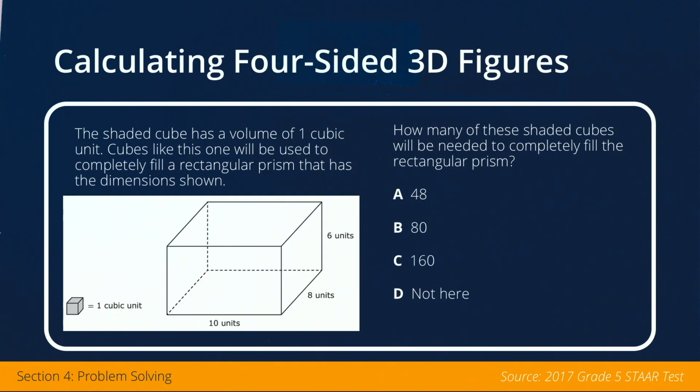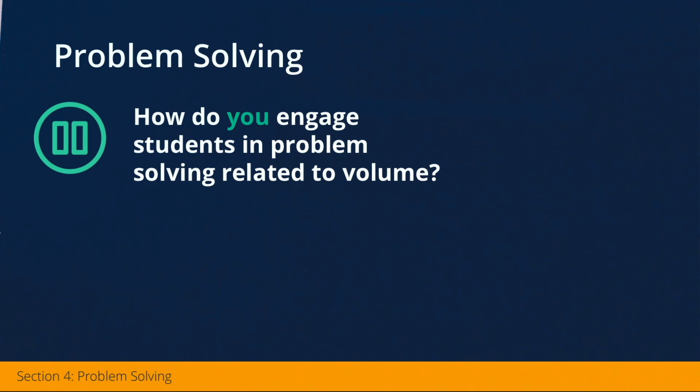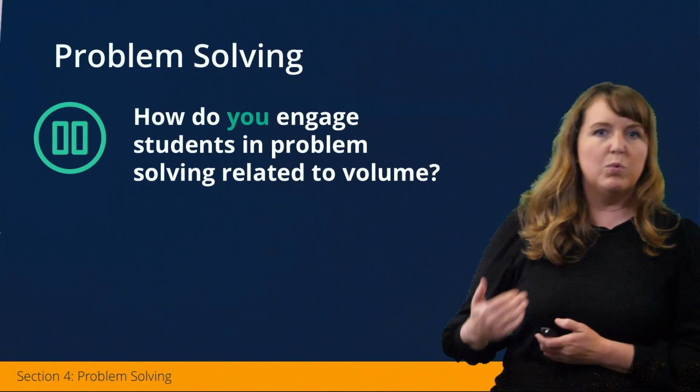Another example where we're thinking about word problem solving with these four-sided three-dimensional figures includes the following. The shaded cube has a volume of 1 cubic unit. Cubes like this one will be used to completely fill this rectangular prism that has the dimensions shown. How many of these cubes will be needed to completely fill the rectangular prism? So here, students also have to calculate the length times the width times the height to be able to answer this question. So those were some examples of typical word problems.